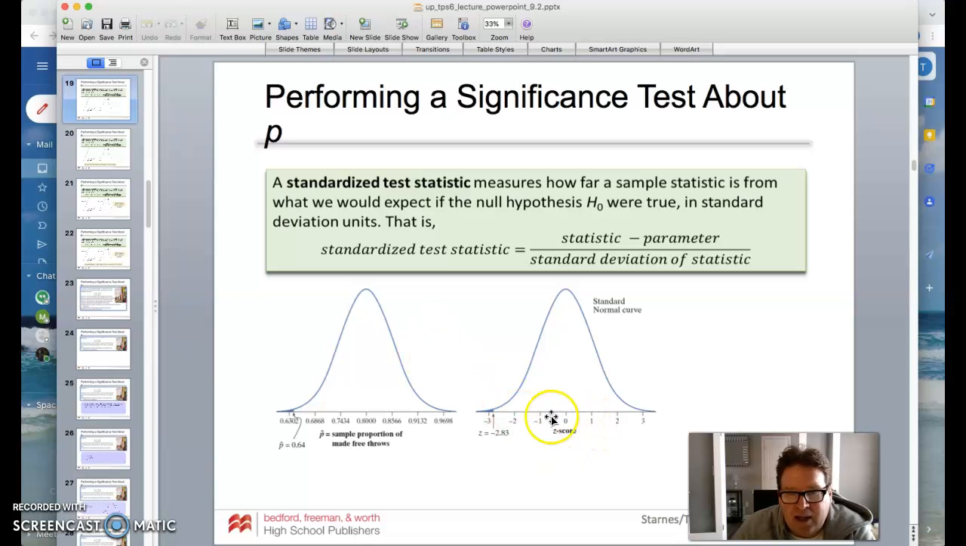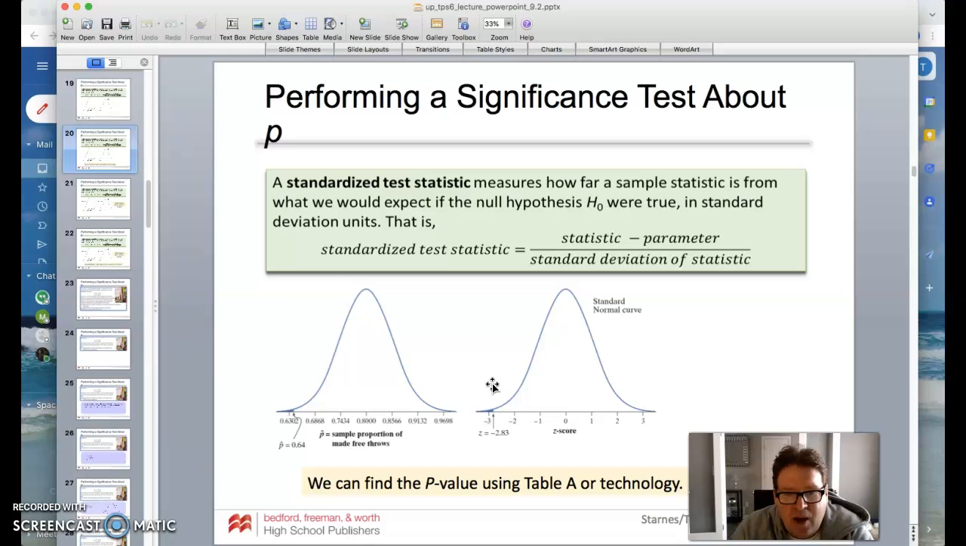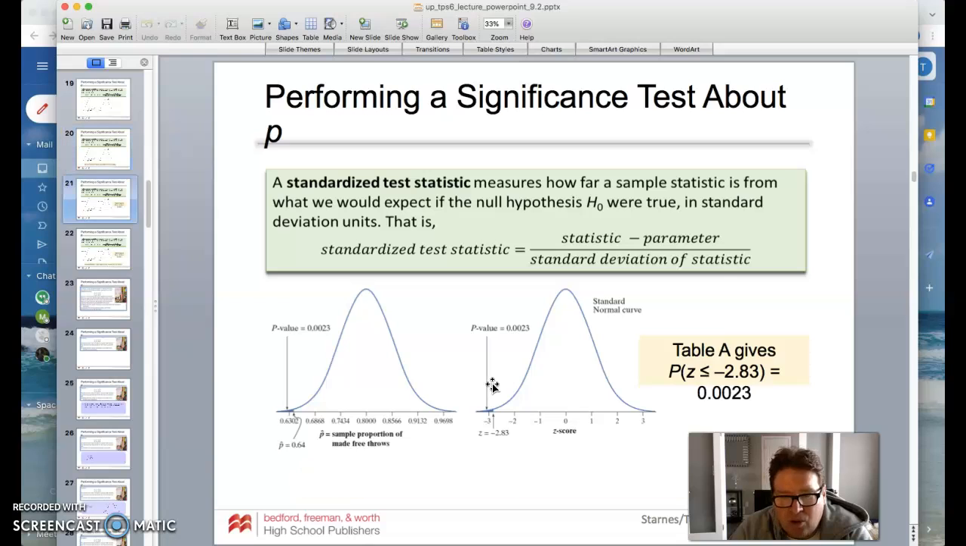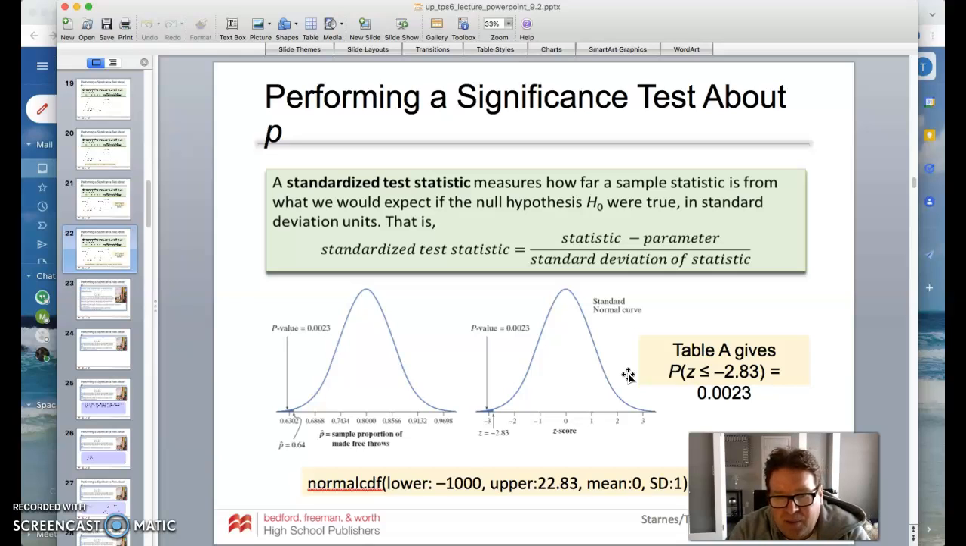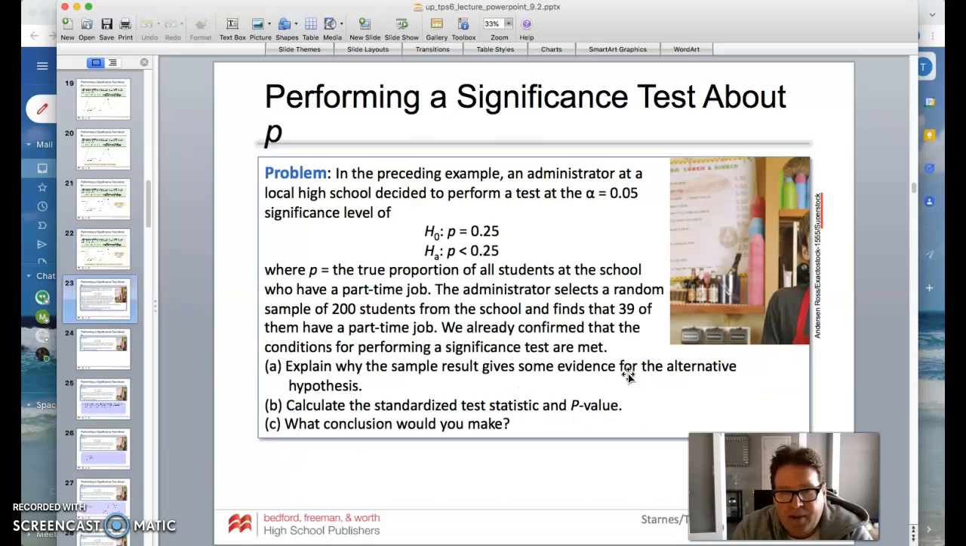So looking at a standard normal curve, we see ourselves right there at negative 2.83. Now, we can find that probability, that p-value, using Table A. We've done that before, or remember our technology. If we look on our table, negative 2.83, you should see that the percentage is 0.0023, very small and below our 0.05. If we use the calculator, we can do the normal CDF. We have that on top here, so we could certainly find those as well.